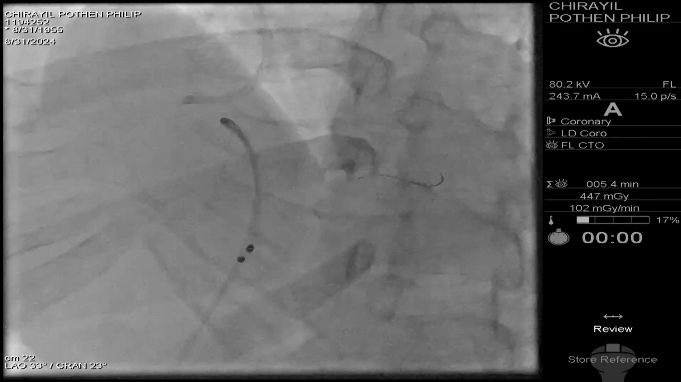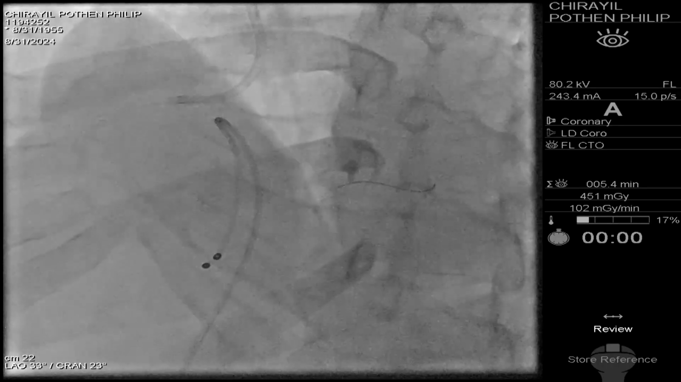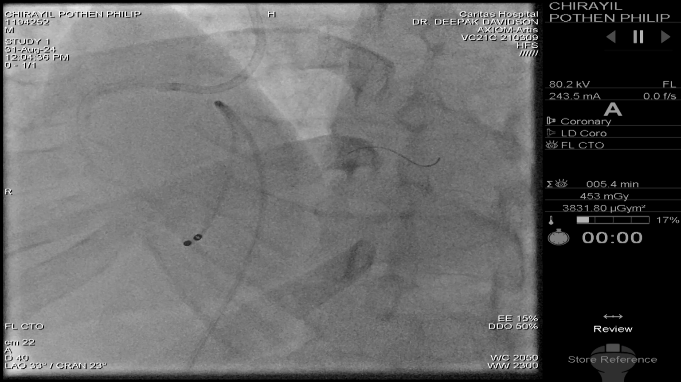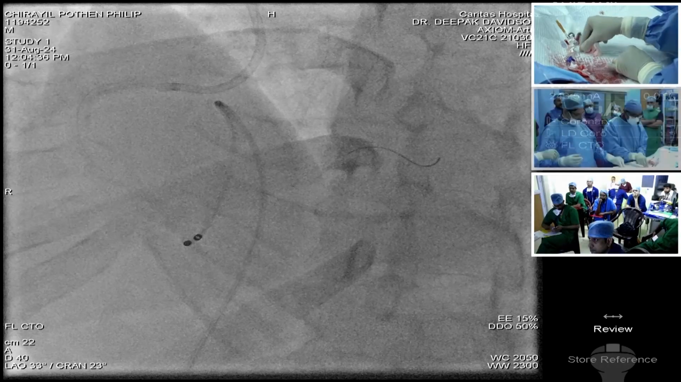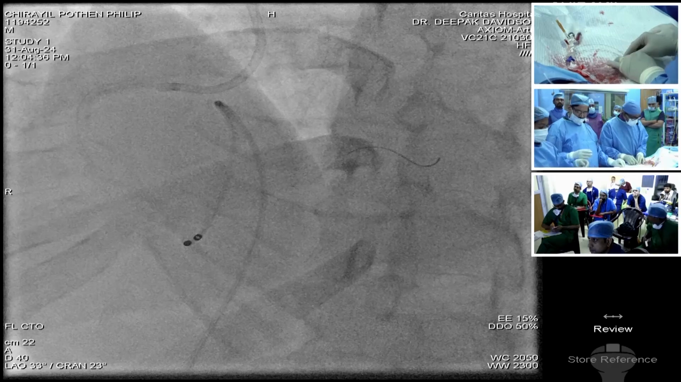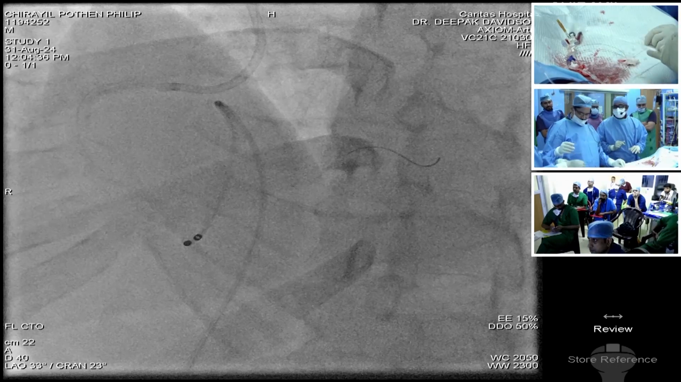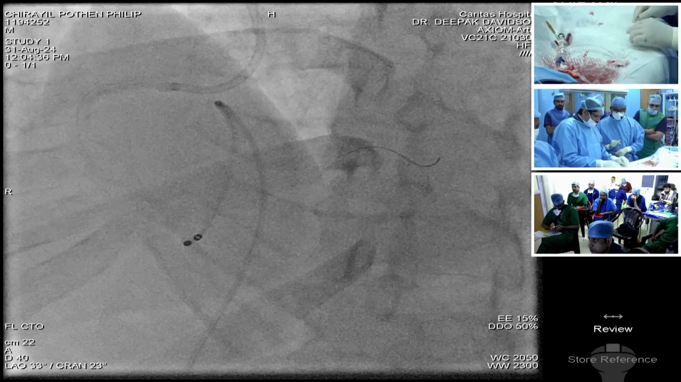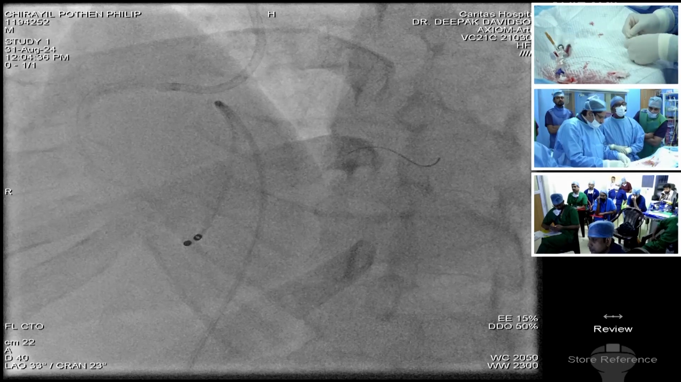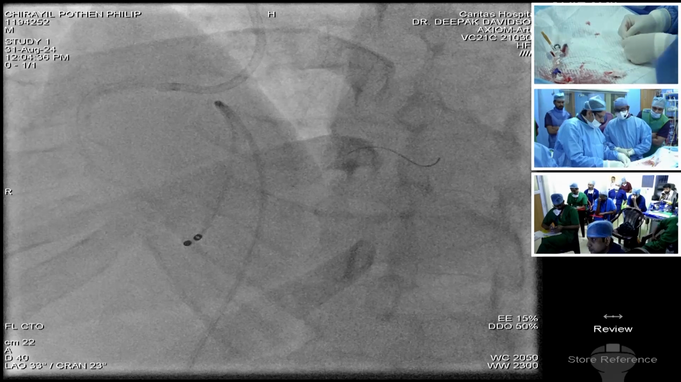Okay, now we have taken out the microcatheter. We have the wiper wire inside the vessel. Now before we go inside, we'll get the orbital atherectomy crown near the Y connector, and then check all the parameters before we go in. And that's the crown.